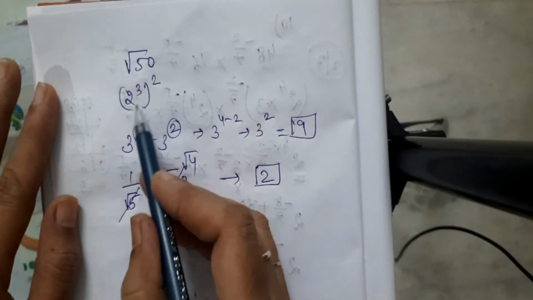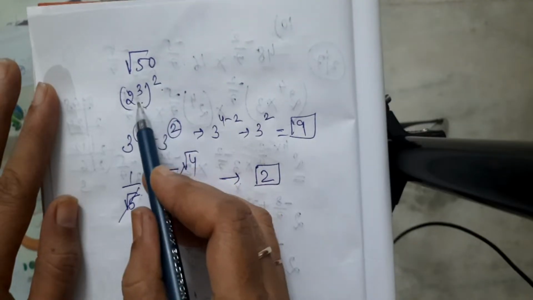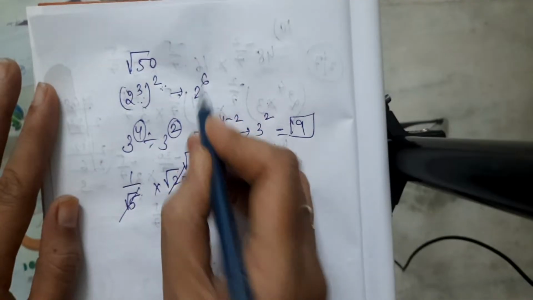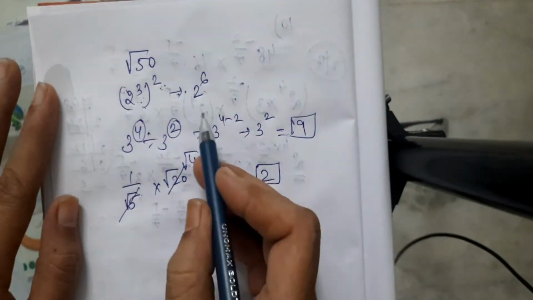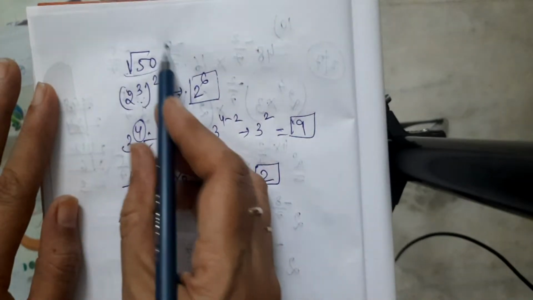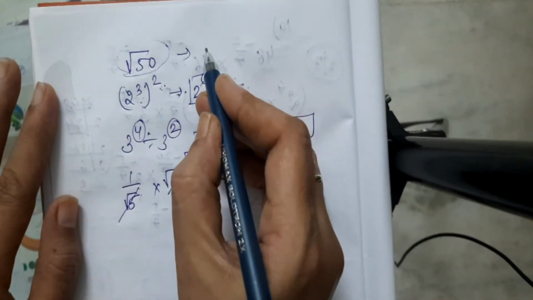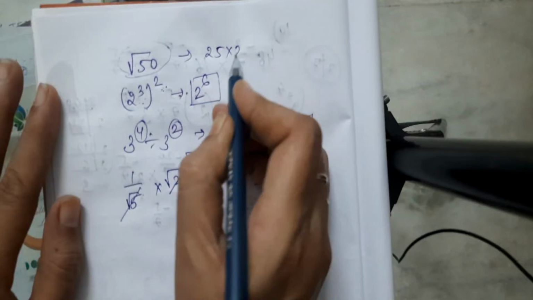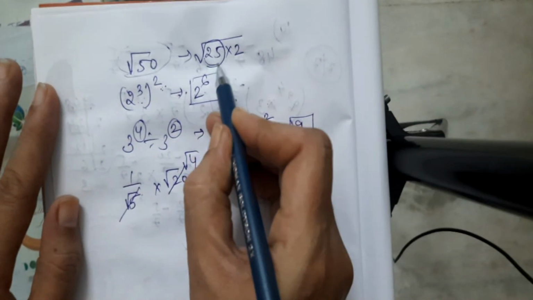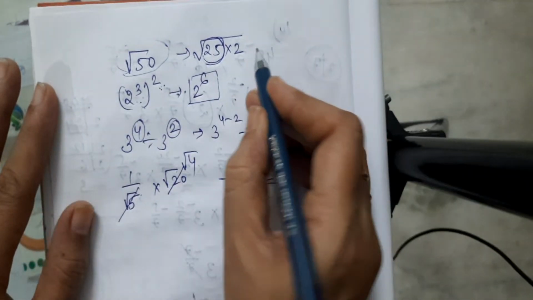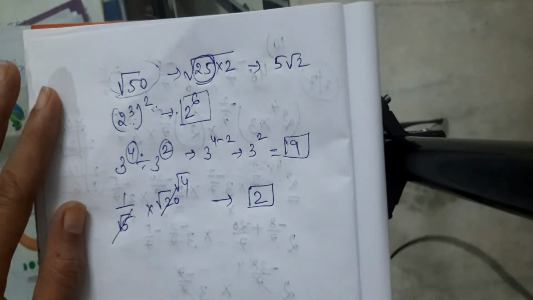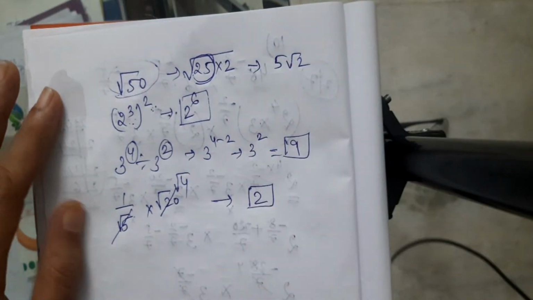Coming to the next, when power to power is there, we'll multiply it. 3 twos are 6. 3 raised to 6. So this answer is also there. Now here 50 is there. What we can do for this? 25 twos are 50. For 25 we can remove 5. So here it is 5 root 2. We got all the answers, you can match them.